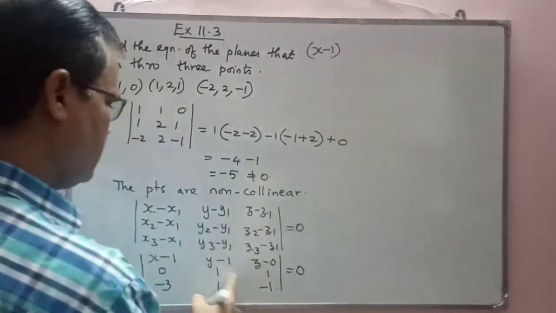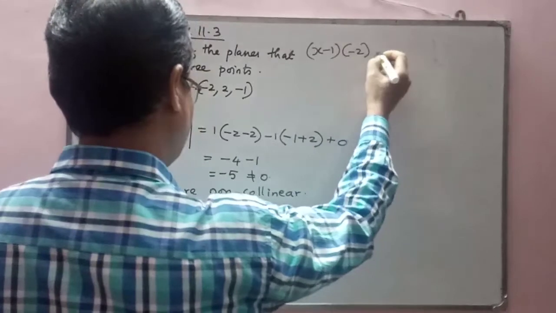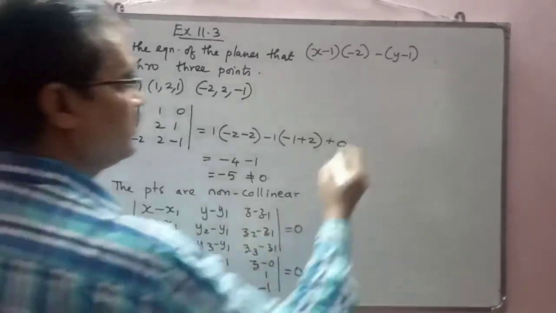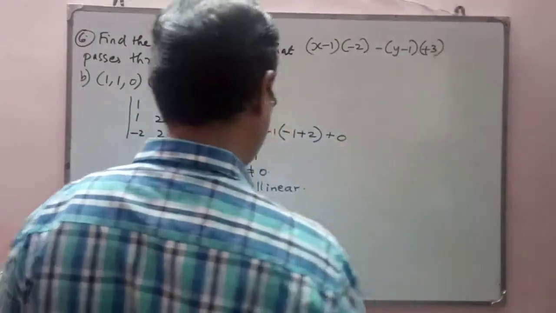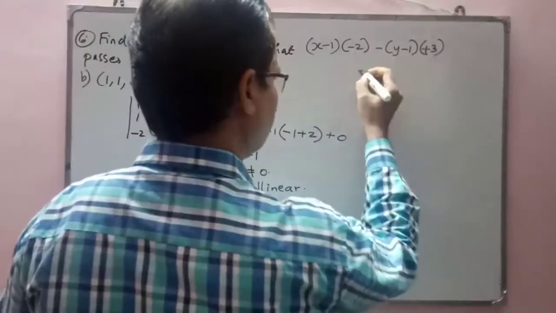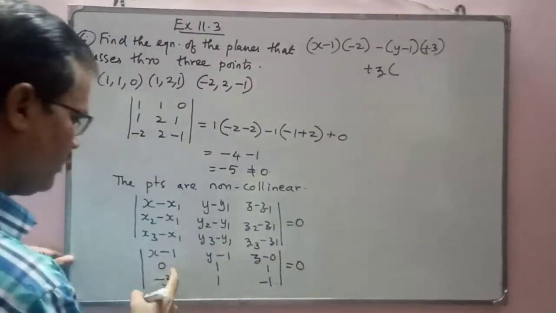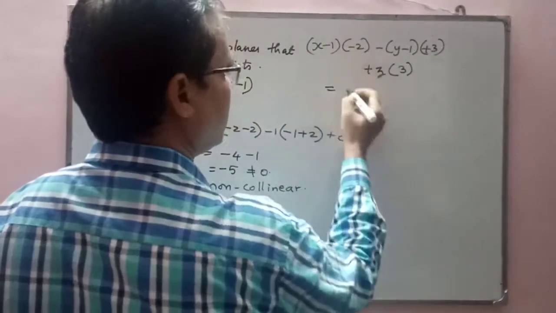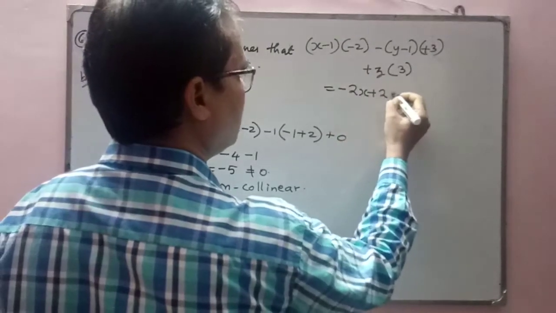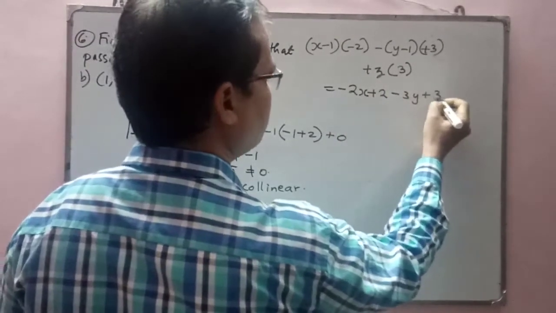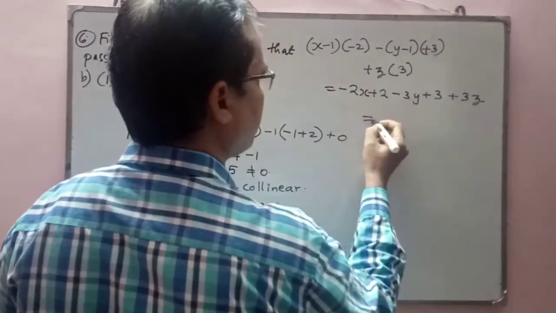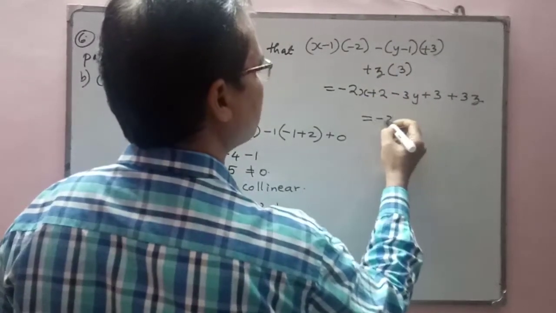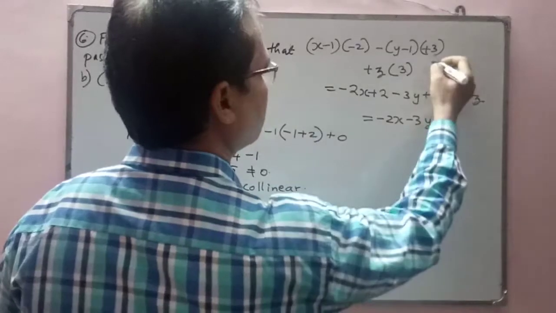x minus 1 times minus 1 which is minus 2, minus of y minus 1. So 0 to anything is 0. So minus plus 3. So you have to multiply with the 3. The third one, z minus 0 is just z. The determinant of that: 0 plus 3. Now take minus 2 inside: minus 2x plus 2 minus 3y plus 3 plus 3z. So minus 3 minus 3y minus 2 minus plus 3. Now minus 2x minus 3y is equal to 0.